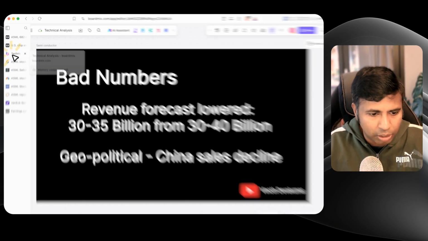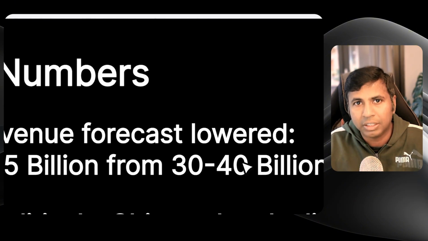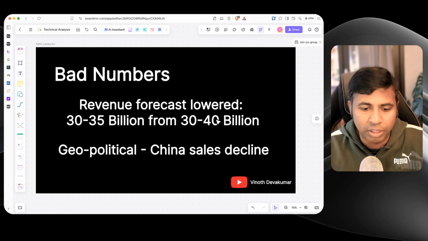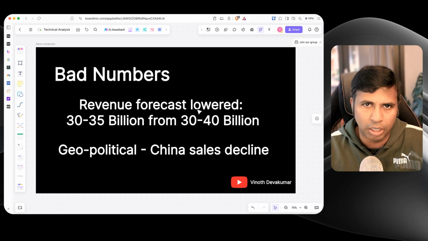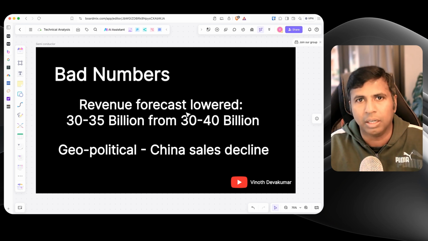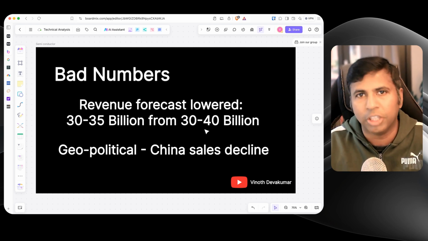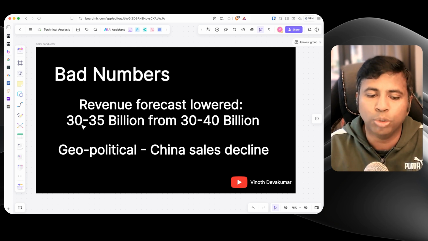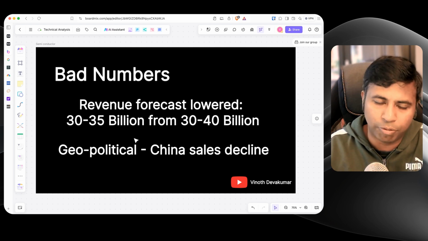So let's look at what they said in the quarterly report. They said that the main reason is that they have lowered their revenue forecast. As we always say, markets are forward looking, and since ASML has said that they are expected to see a decline in their revenue forecast, that's the reason for the panic around the stock price. They lowered their revenue forecast. Earlier they said that they would be earning anywhere between 30 to 40 billion, but now they have reduced it to 30 to 35 billion, and that is mainly because of a couple of reasons.